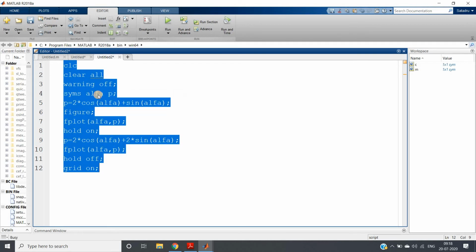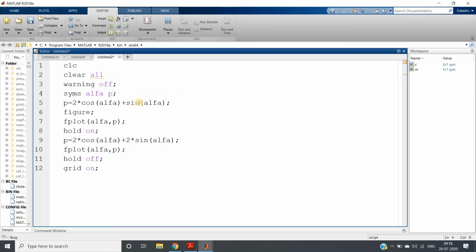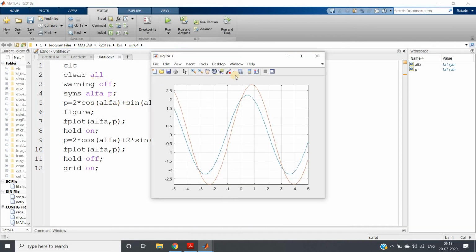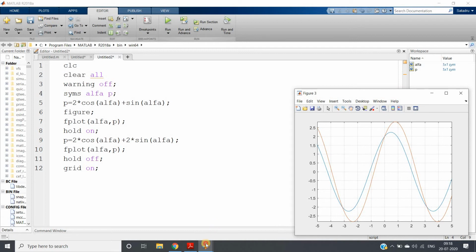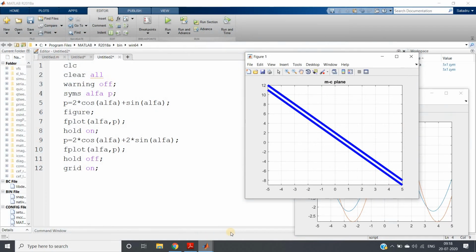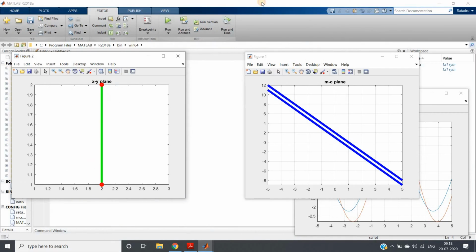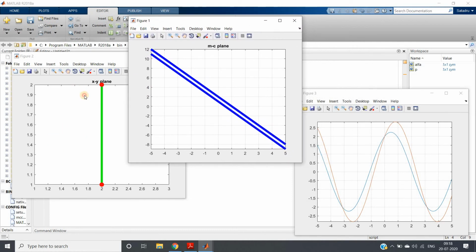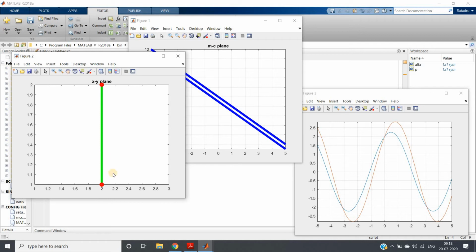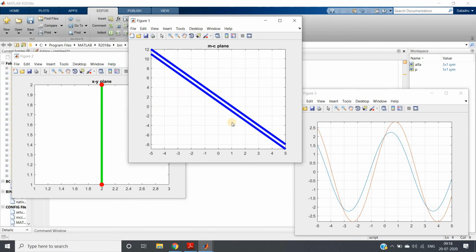Control A, evaluate selection. Obviously we can clearly say that this will be kind of sinusoid because cos and sine terms are there, and we are getting the same here also. Now you just compare these three different outputs. Okay, so here this particular one is my points in the xy plane, which is a vertical line. The MC plane fails to give us the M and C value in the parameter space because they are horizontal lines, parallel lines, so they will never intersect.